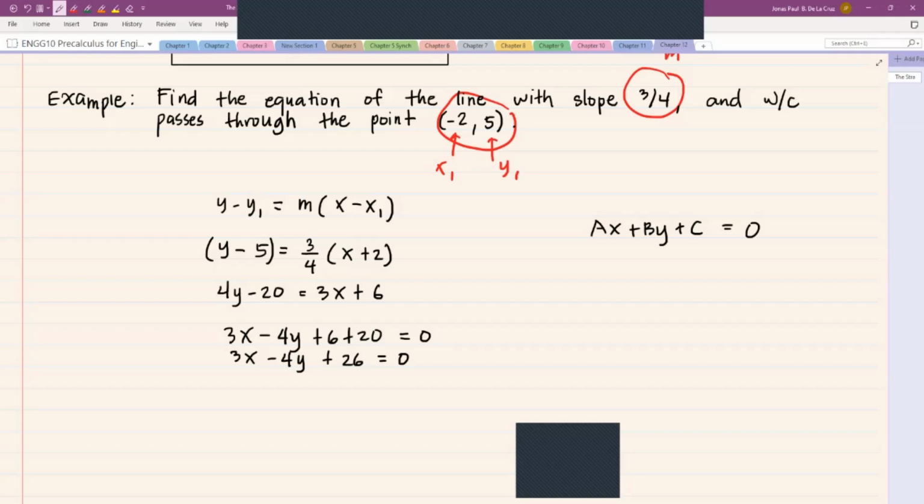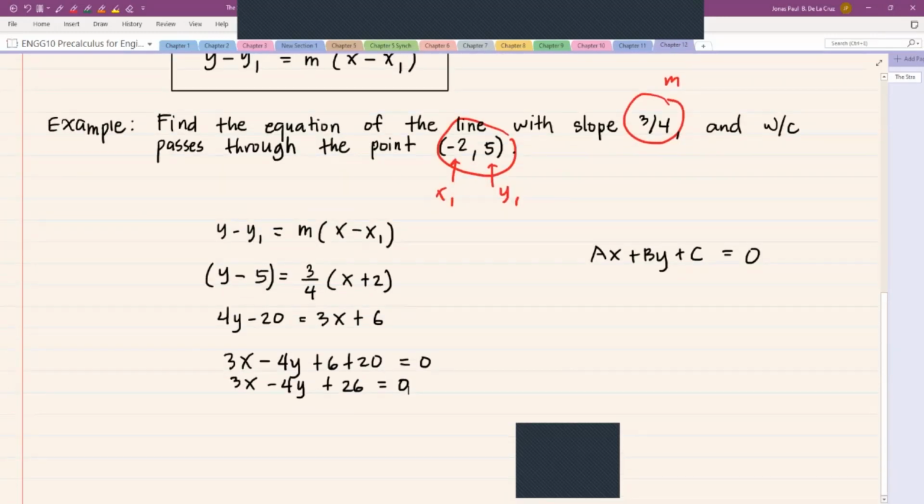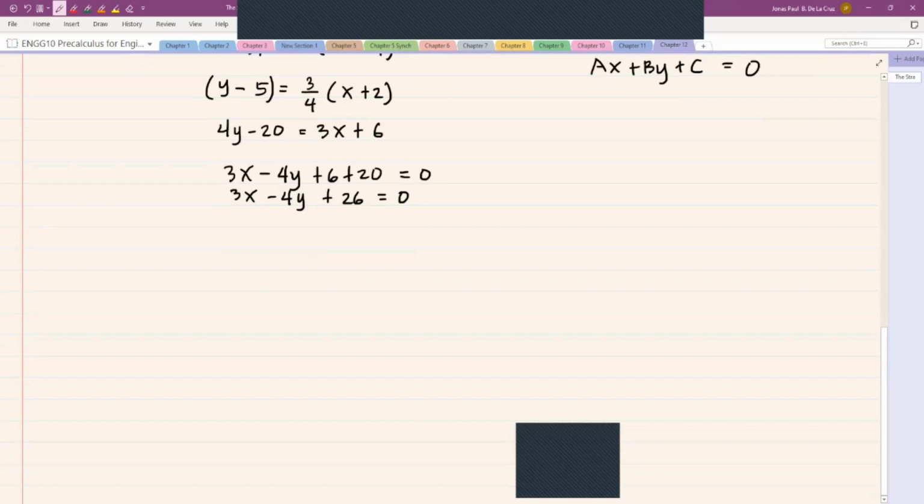Okay? Yun lang yung formula natin when we are given 1 point and the slope of the line. Ngayon, paano naman kapag 2 points ang given? So kapag 2 points ang given, basically we can compute for the slope para magamit natin yung point slope form, ano? Pero meron tayong direct na formula din. Kapag given yung 2 points, tinatawag natin siya na 2-point form.